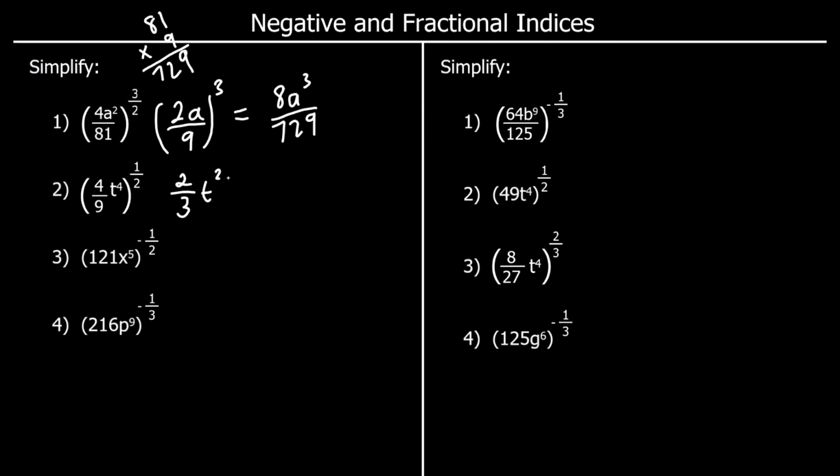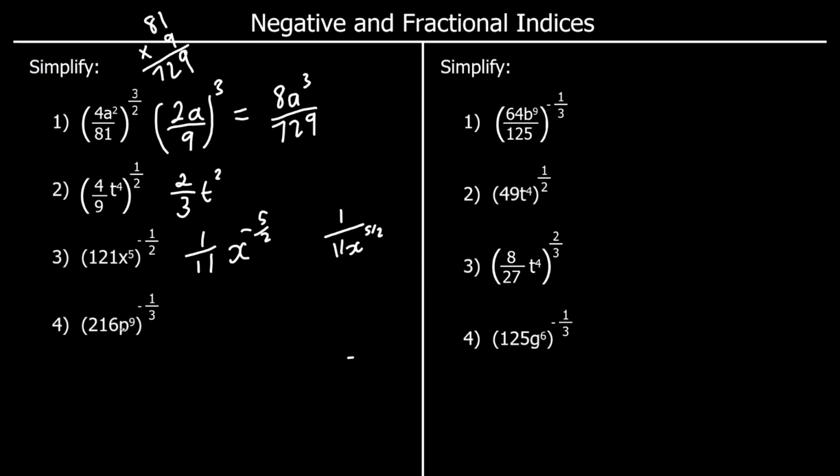Question 3, 121x to the power of 5, all to the power of minus a half. For 121, we'll do them separately again. We're going to square root and then flip. Square root of 121 is 11. Flipped, 1/11. And then with the powers, we can just multiply them. So 5 times minus a half is minus 5 halves, minus 5 over 2. We could also have 1 over 11x to the power of 5 over 2. They mean the same thing.